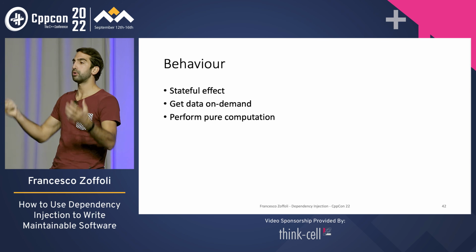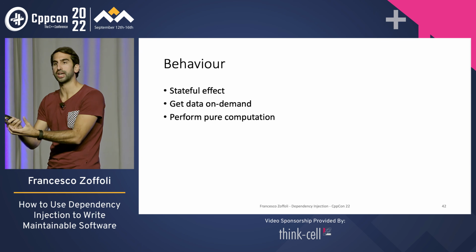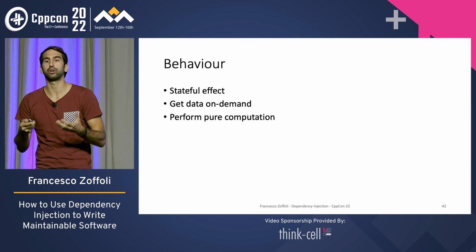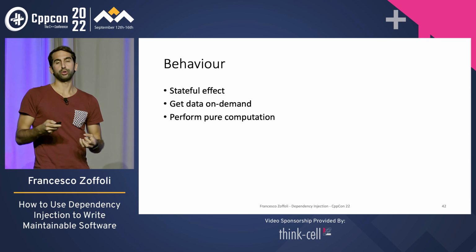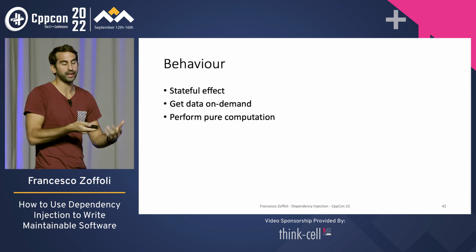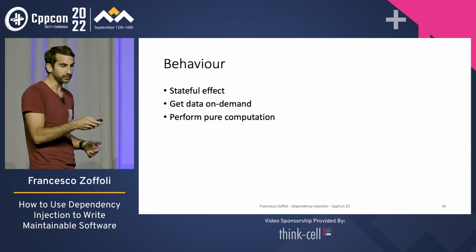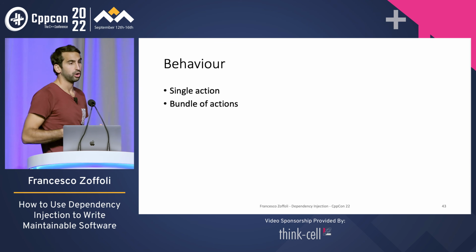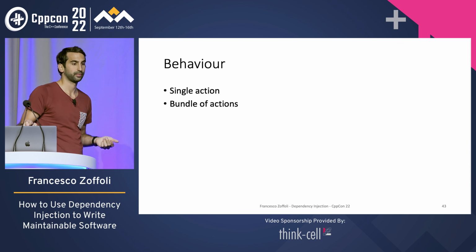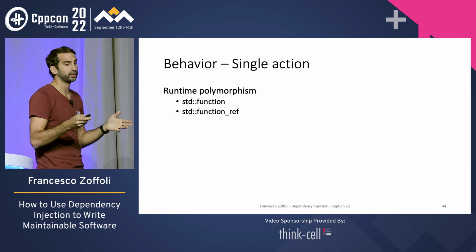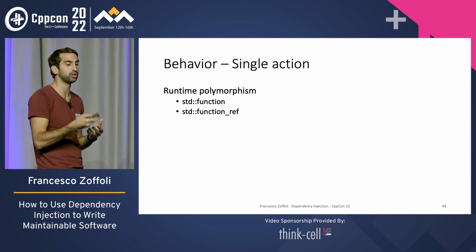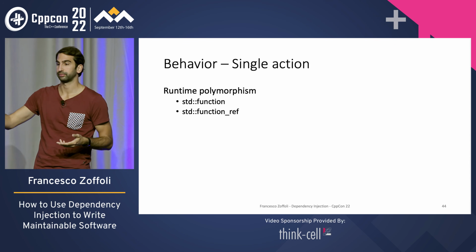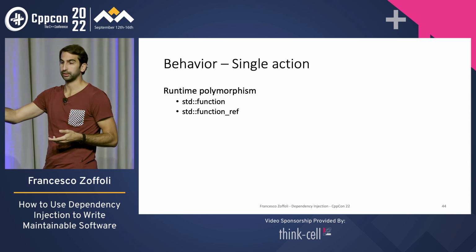Imagine you have a component which needs to compute the price for something, and this price calculation is very complicated, but it's not the responsibility of the component. So the calculation of the price can be a dependency, and this dependency will be a behavior. So the behaviors could be single actions or bundles of actions. In the case you want to support runtime polymorphism for a single action, you can use an std::function or an std::function_ref. And this is how you will be using it.